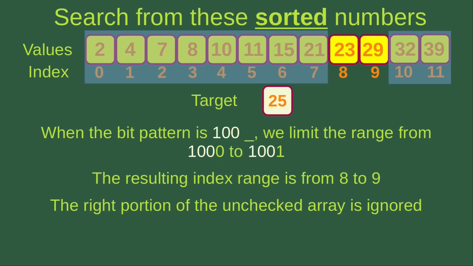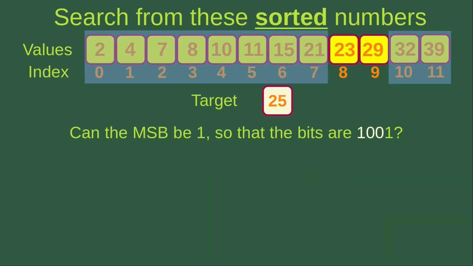Actually, when the bit pattern is 100 followed by 1 more undetermined bit, we limit the range from 1000 to 1001. It means that the resulting index range is from 8 to 9. It means that the right portion of the unchecked array is ignored. That's why I shade elements with indices 10 and 11. Now let us see the final bit. Can the final bit, which is the most significant bit of the undetermined portion, be 1, so that the bits are 1001?